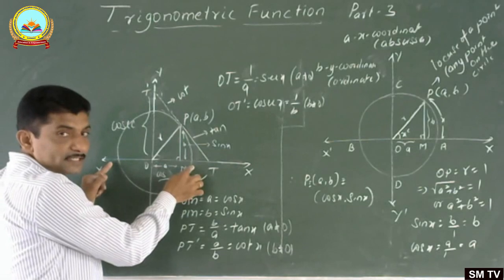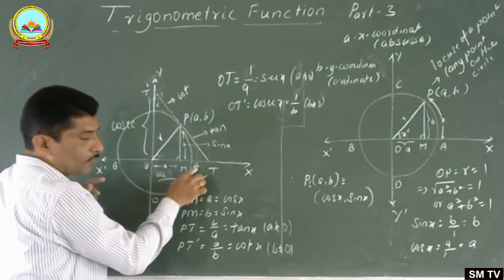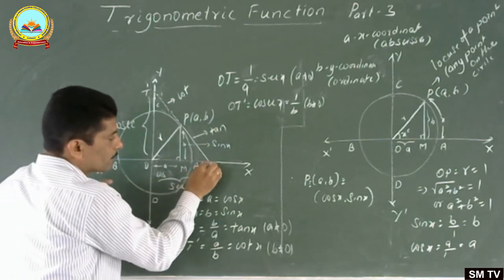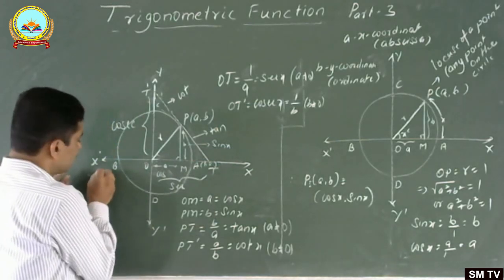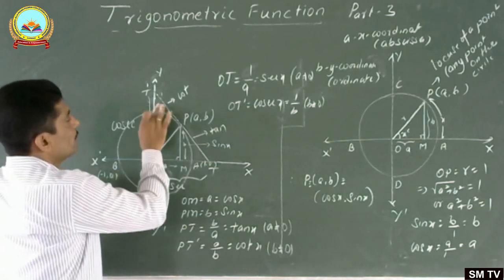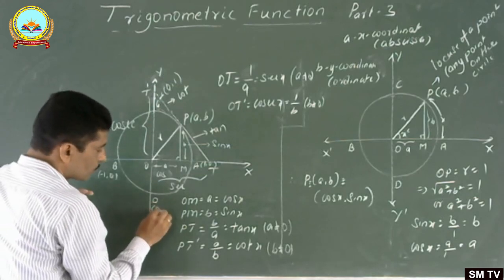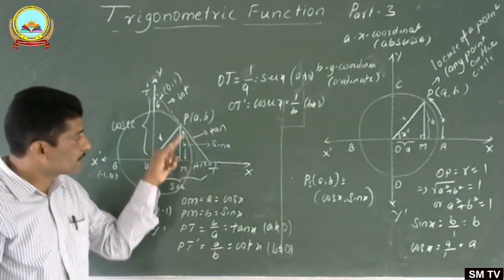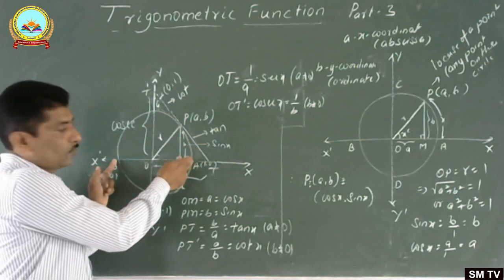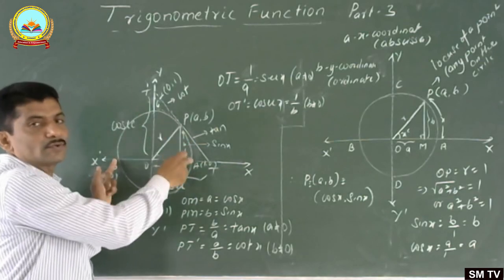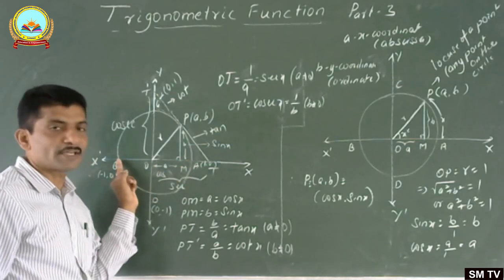This circle intersects the x and y axes at the points A, B and C, D. What is the coordinate of A? The coordinate of A is 1, 0, a point on the x-axis. The coordinate of B, on the left hand side, is minus 1, 0. The coordinate of C is 0, 1, and the coordinate of D is 0, minus 1. This point is moving, and the value of a lies between 1 and minus 1. The maximum value of a is 1 and the minimum value of a is minus 1.